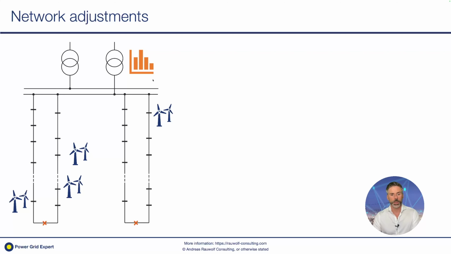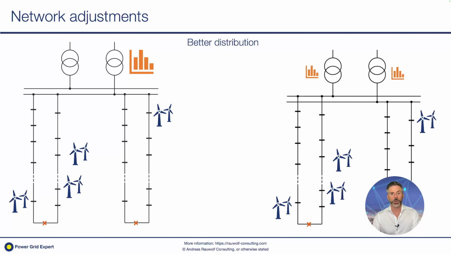So what can I do in this case? I can think about a better distribution of those disturbances of these customers that are disturbing my grid. And the very simple solution in this case would be to put one feeder to one transformer and the other feeder to the other transformer, and suddenly we are within the given limits and everything is okay. Of course, the distortion is still there, but much less because we're balancing it between the two transformers.